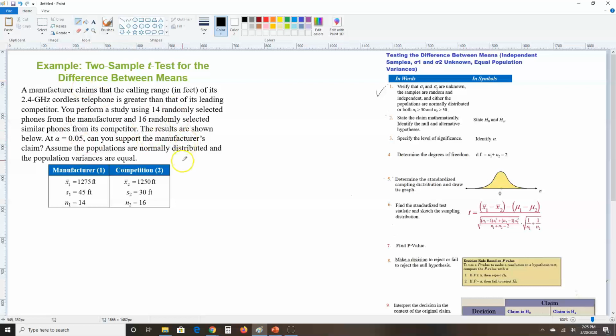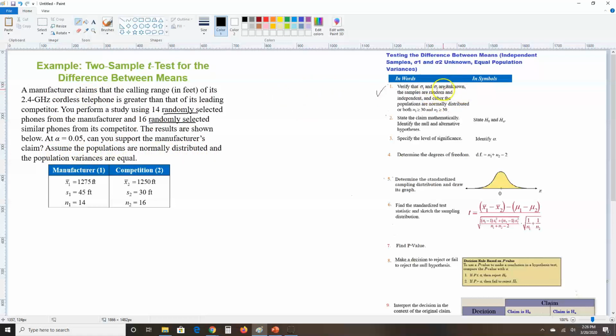No. Nowhere here says how much is the standard deviation of each population. The next thing I need to check is if the samples are random. Yes, because you can see here they use the words randomly selected. Next, check if the samples are independent. In this scenario, yes, because we're dealing with two different telephone companies, so what happens in one telephone company has nothing at all to do with the other. And the last thing to check is if the populations of telephones are normally distributed, and that's what's said in the last sentence: assume the populations are normally distributed.